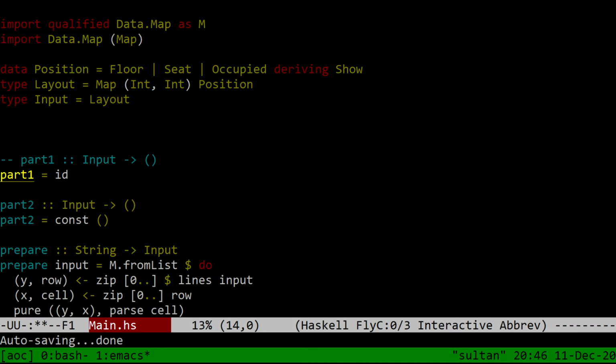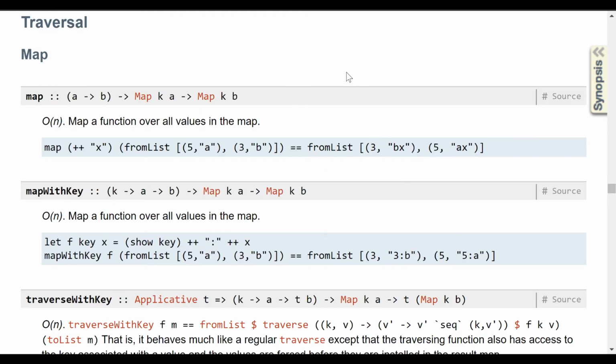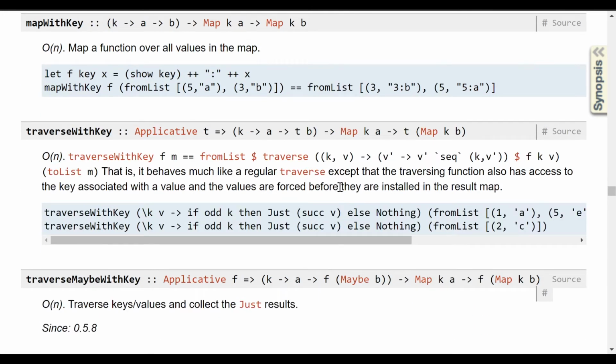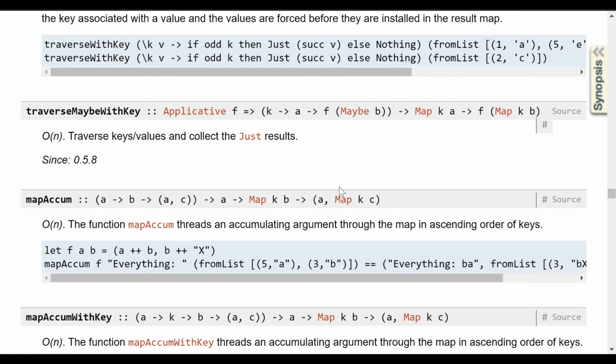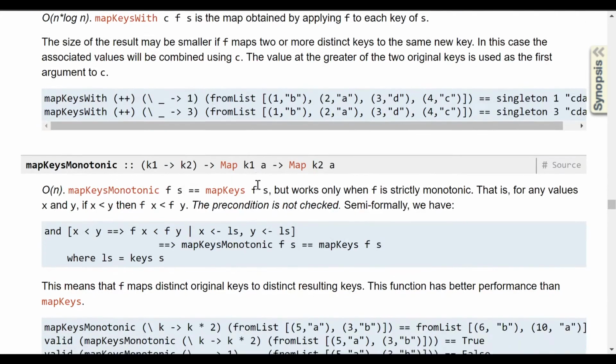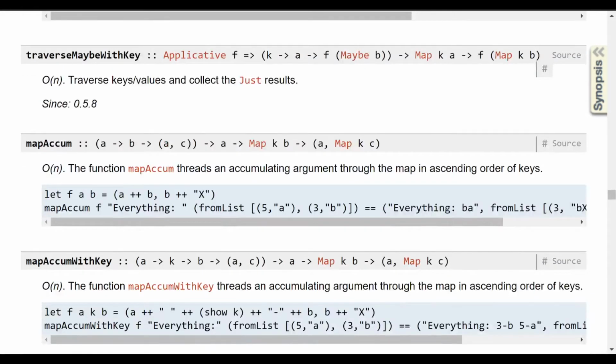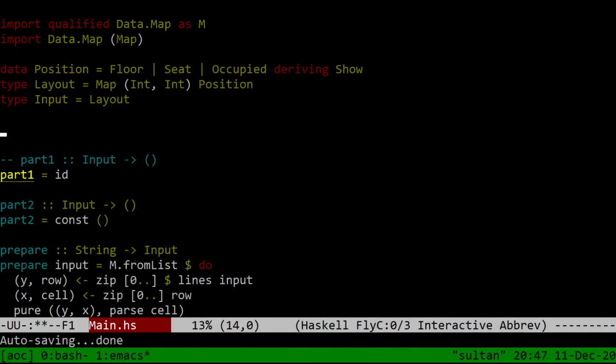Data map strict, traversal, map with key. Yeah. Which is actually pretty great that we have map with key, right? I think we want to use that. Well, traverse maybe with key. How cool is that? Anyway, we don't need all these other things, I don't think. All right. Right, back to the program.